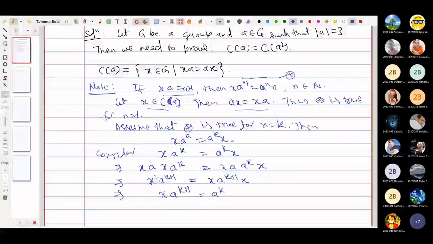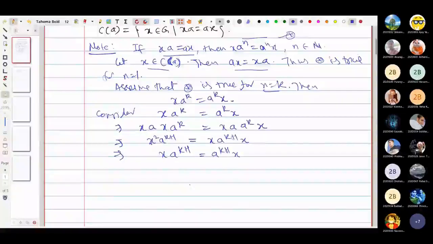So we assumed that this is true for n equals k, and we came to know that this is also true for n equals k plus 1. And therefore, by the principle of mathematical induction, we have x a to the power n equals a to the power n times x, where n belongs to the set of natural numbers.